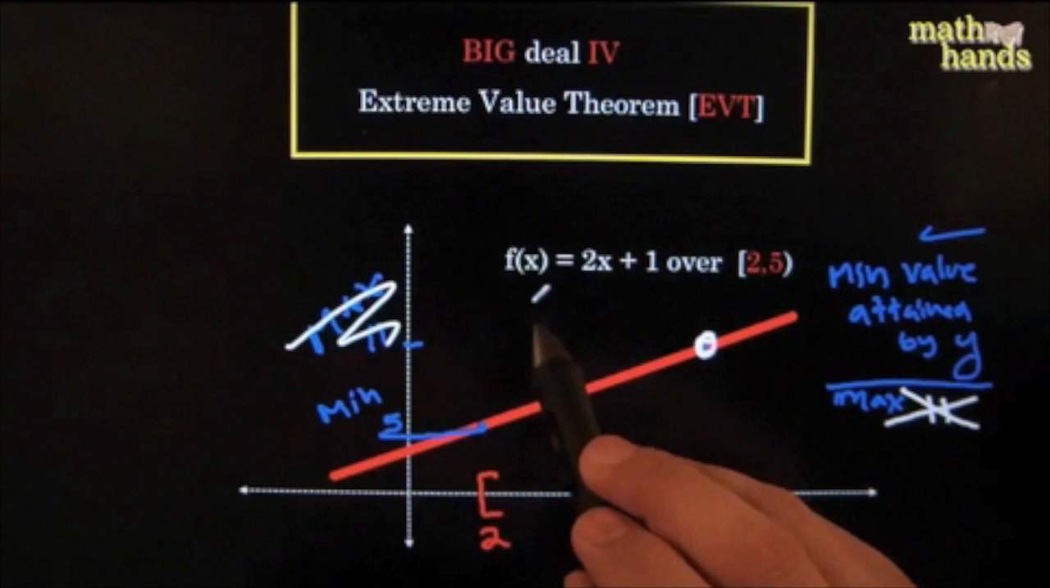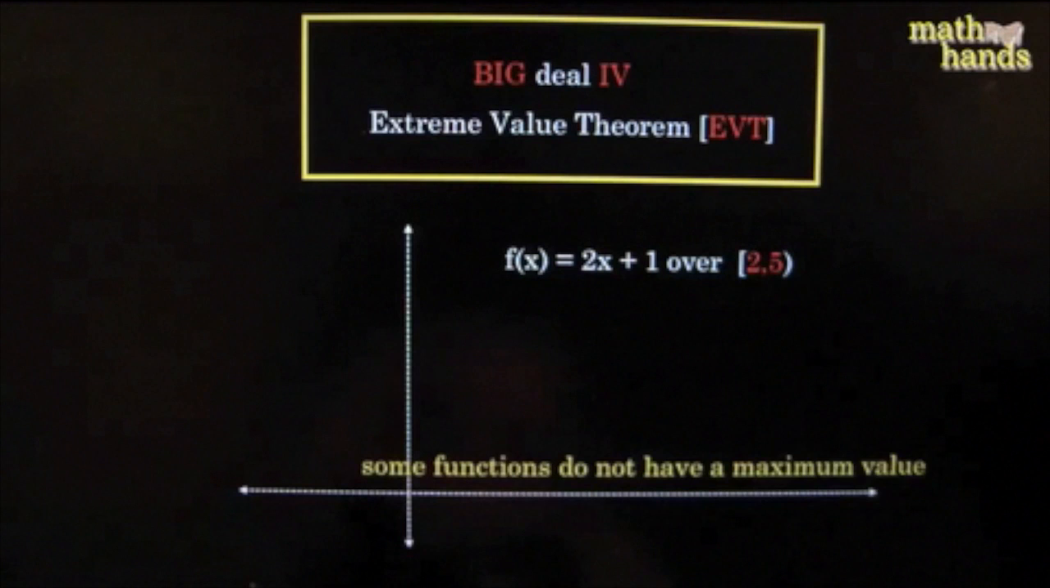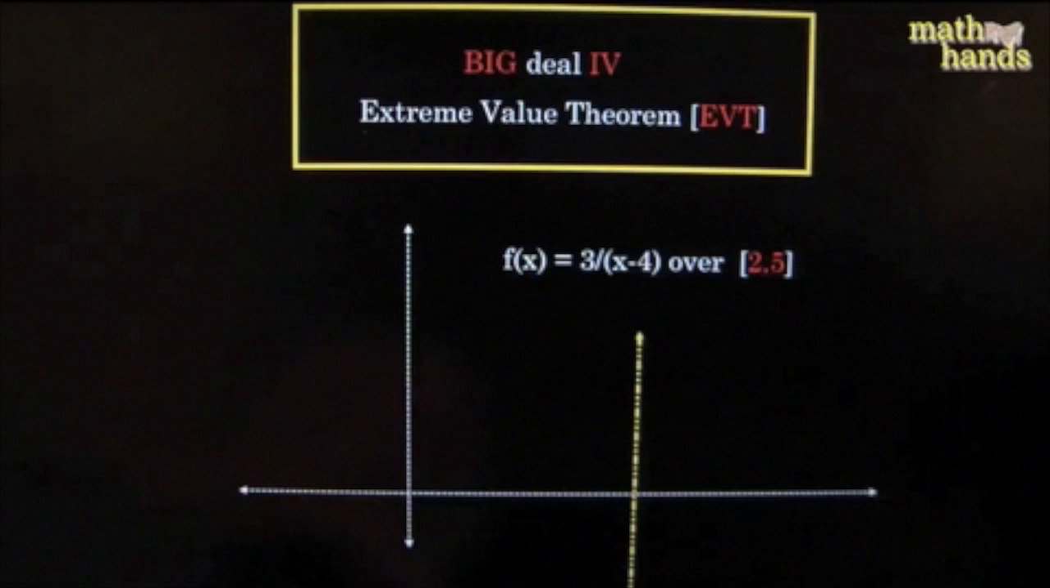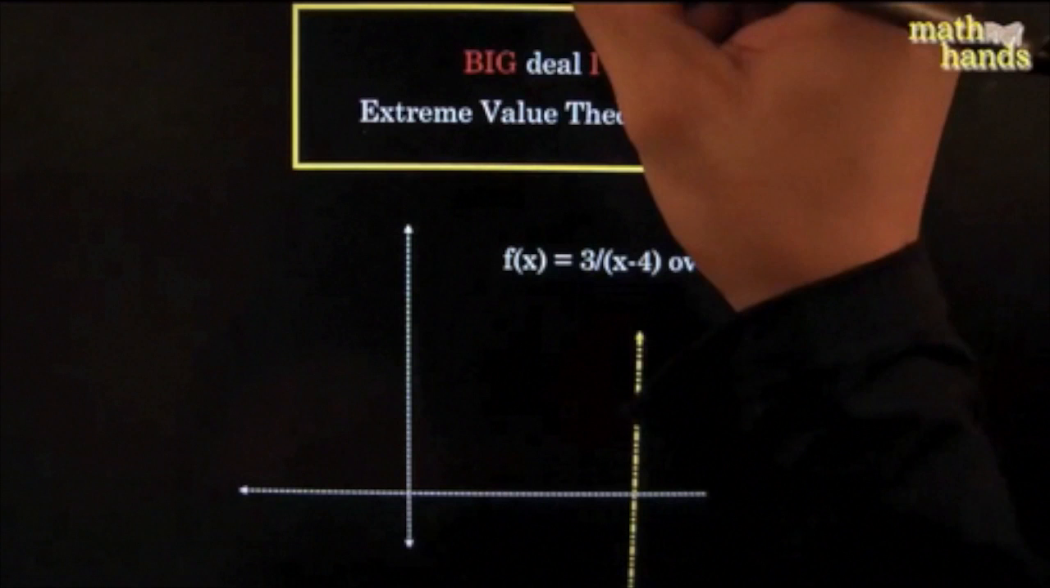Oh man, what does it have to do with continuous functions? Well, here, some functions do not have a maximum value. Hope you got that. You say, well, maybe it's because the interval was open and I'll make it closed. Well, even if you make it closed, check out this function. This one looks like this.